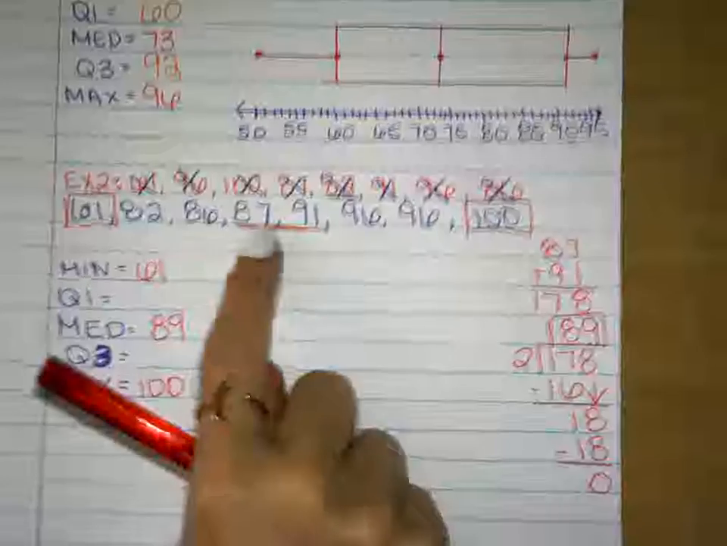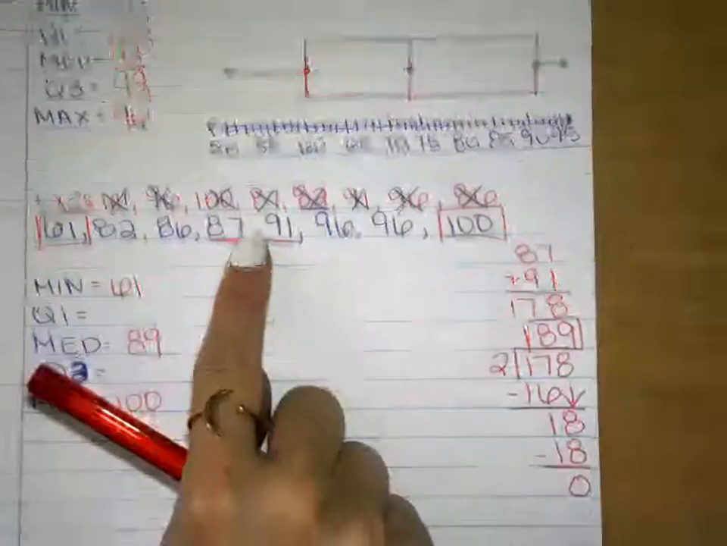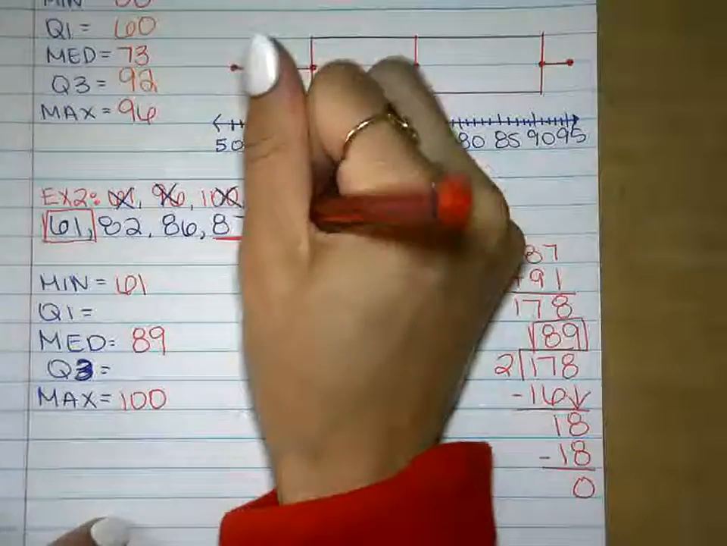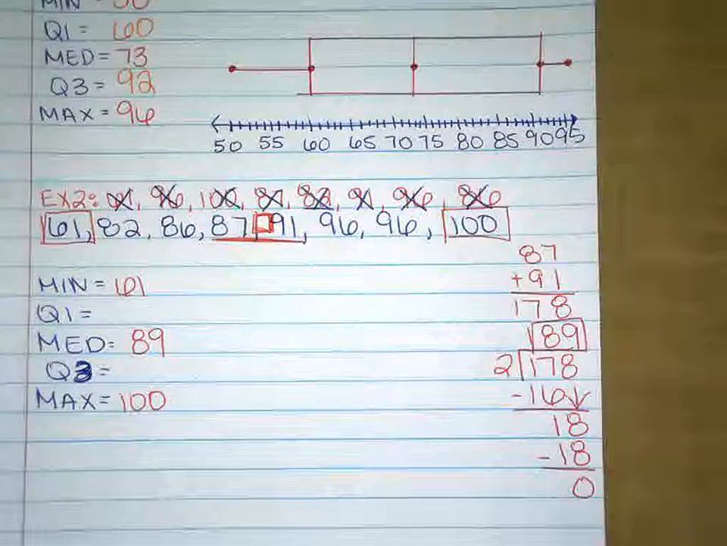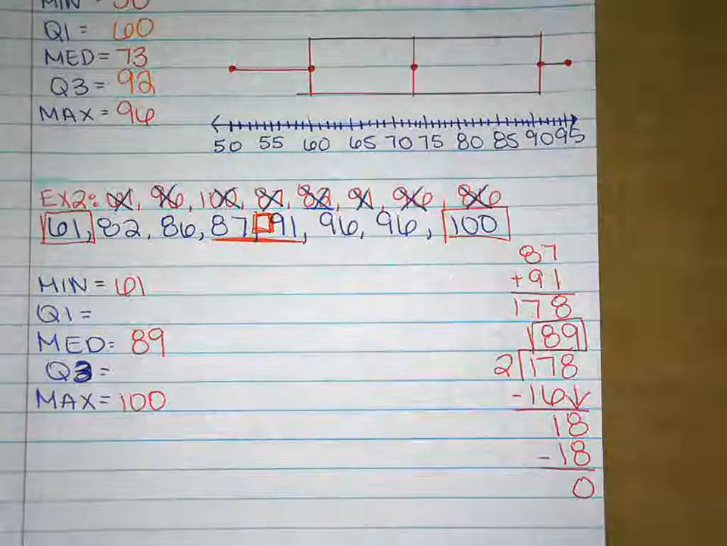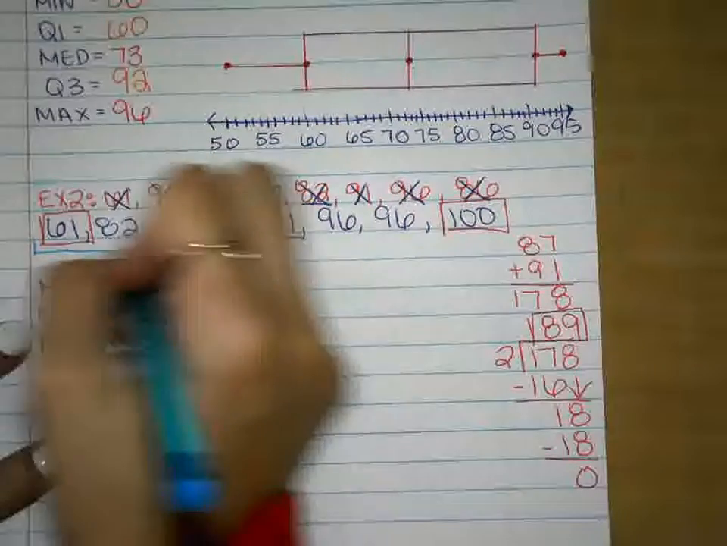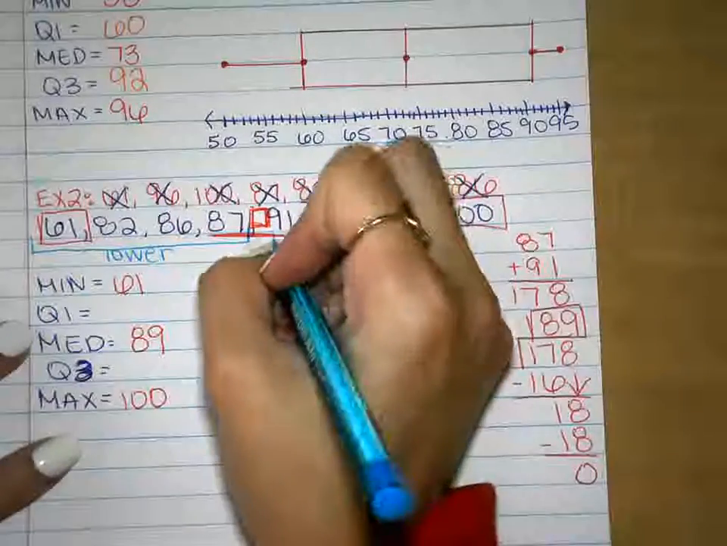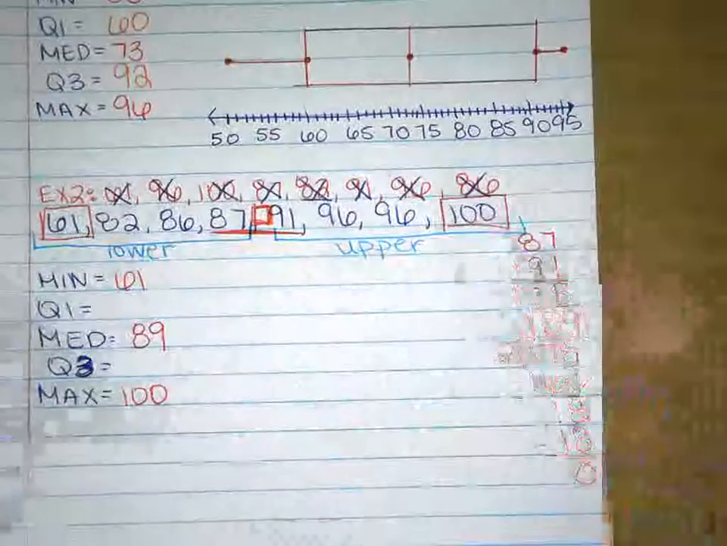The tricky part with the median is now I don't have a median to box in like we did our first one because it's in the middle. So I still want to kind of box it in, so I'm going to put a box right here. That's my median. It's right in between there. So that means that 61 to 87, that's my lower set. And 91 to 100, that's my upper set.